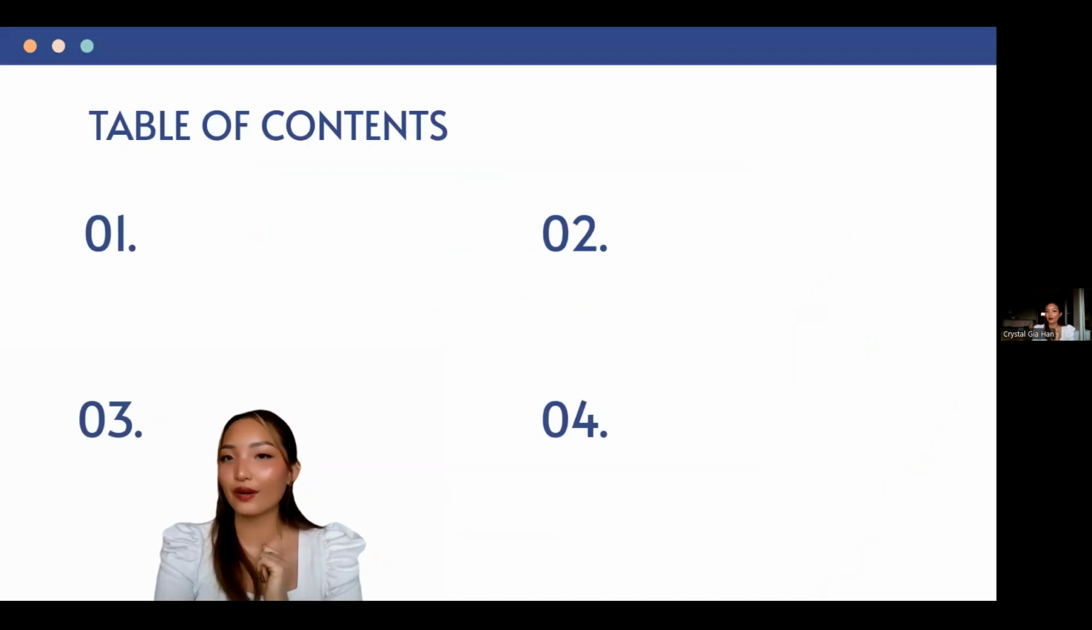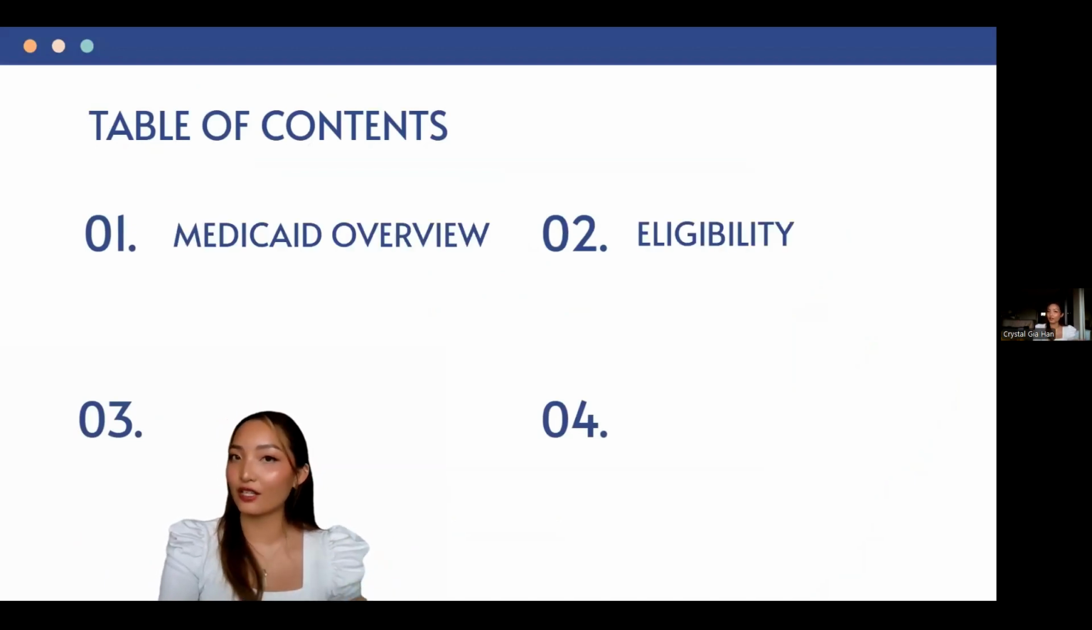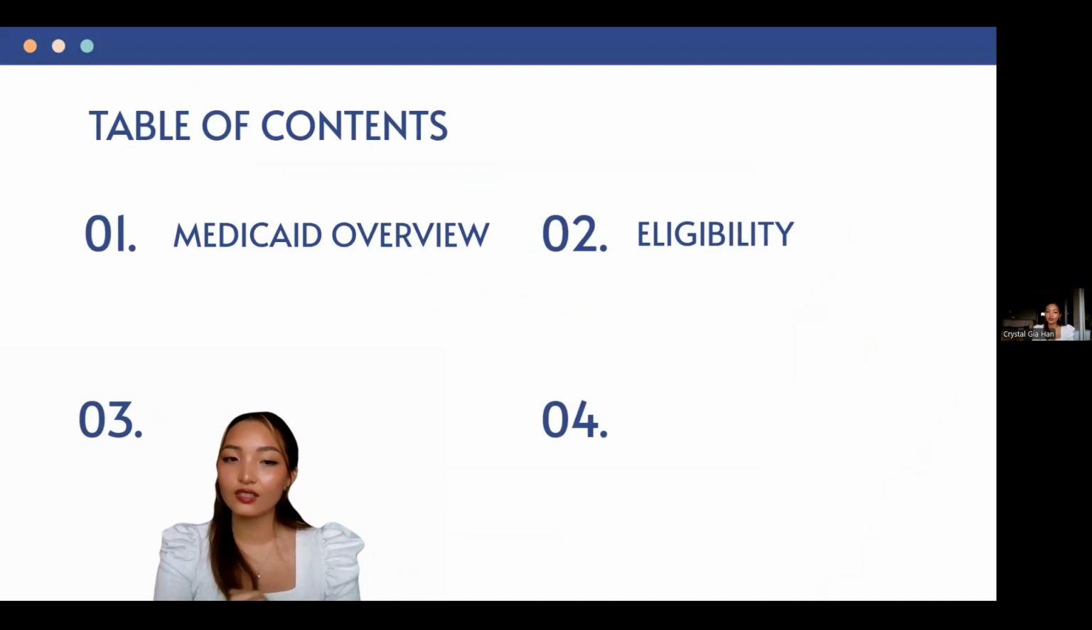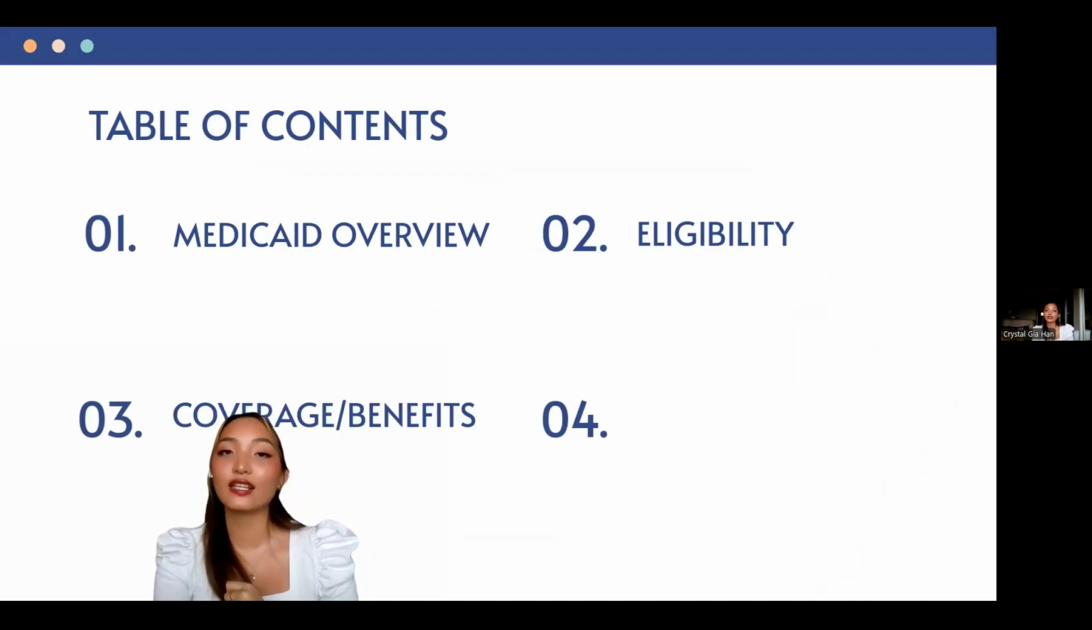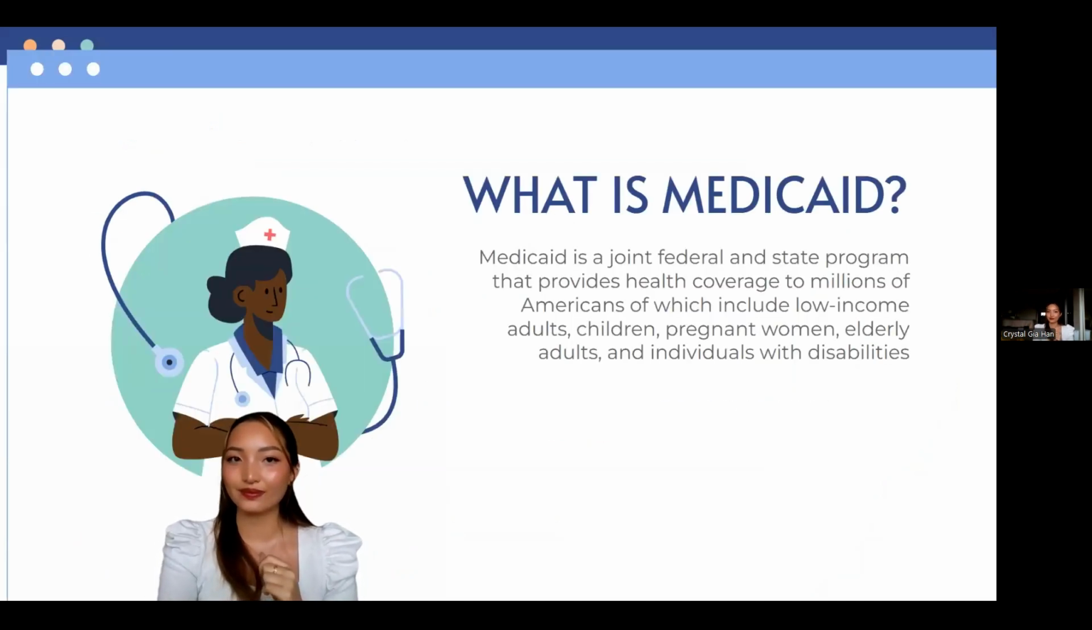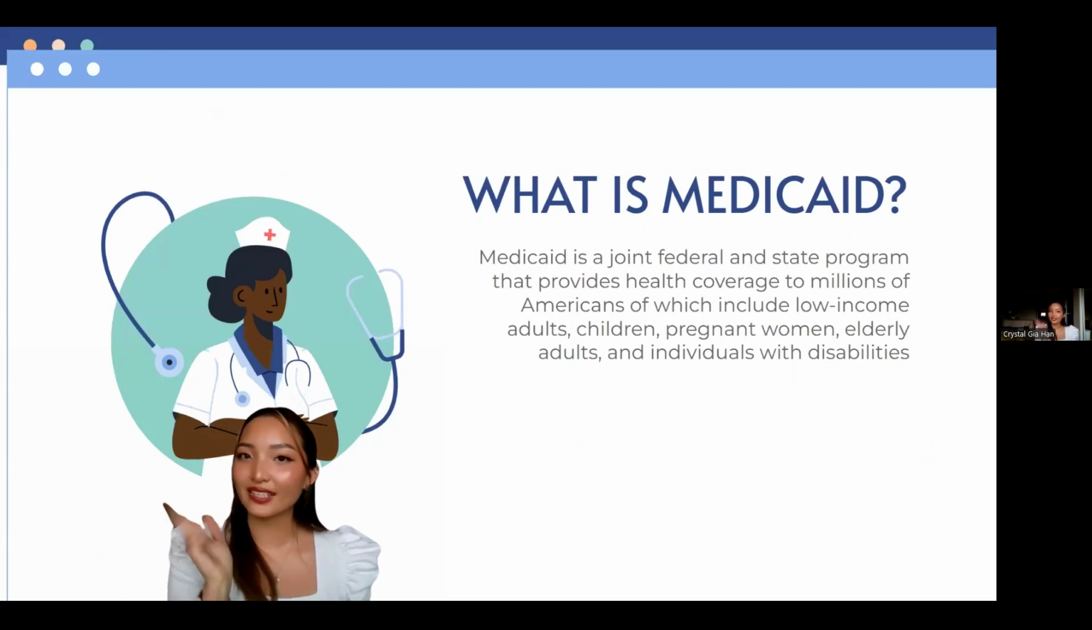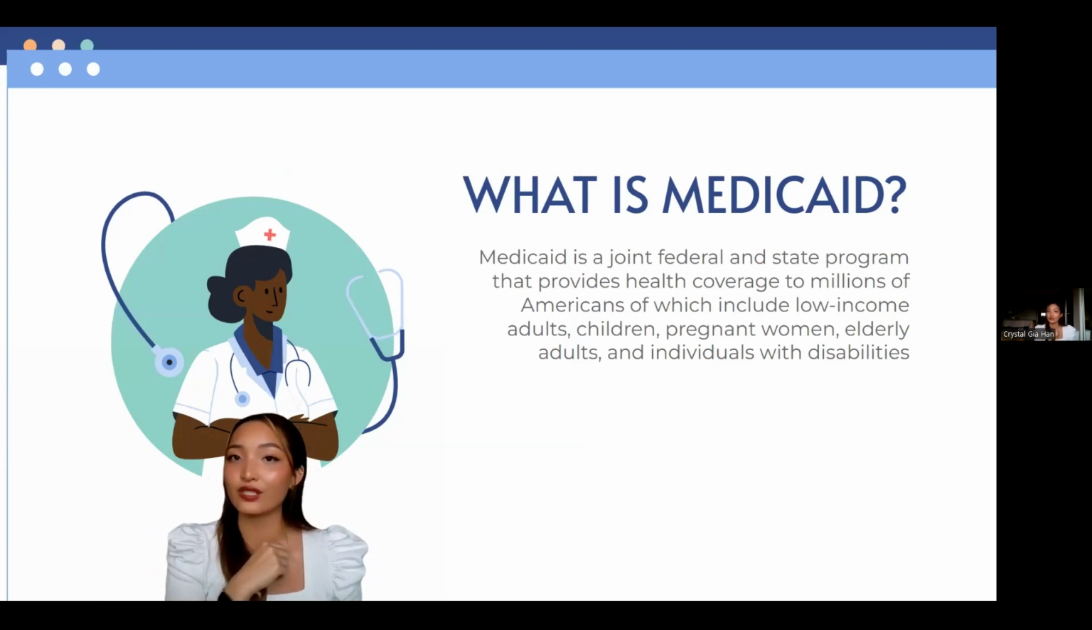Okay, so today we will be going over Medicaid, your eligibility requirements, your coverage and benefits, and the application process. So, what is Medicaid? Medicaid is a joint federal and state program that provides health coverage to millions of Americans, of which include low-income adults, children, pregnant women, elderly adults, and individuals with disabilities.